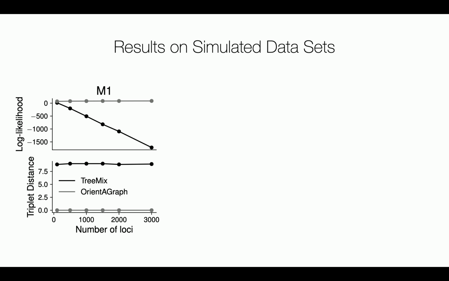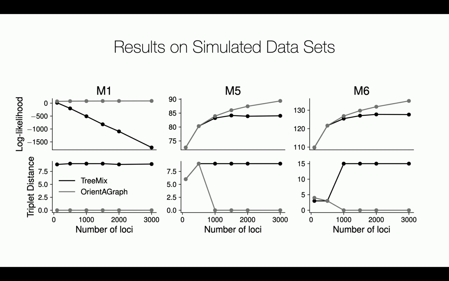And we are looking at how TreeMix in black and OrientaGraph in gray perform given increasing numbers of loci, or increasing data. In all cases, given a sufficient number of loci, OrientaGraph returns the true graph, so error is 0, whereas TreeMix does not. And importantly, there is a difference in the likelihood scores, so the graphs returned by the 2 different methods are not equally optimal.